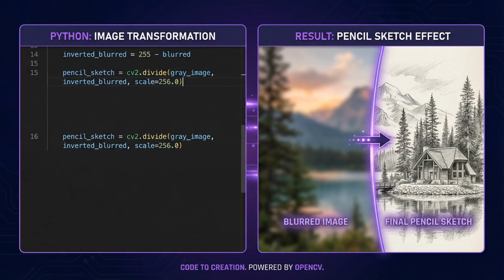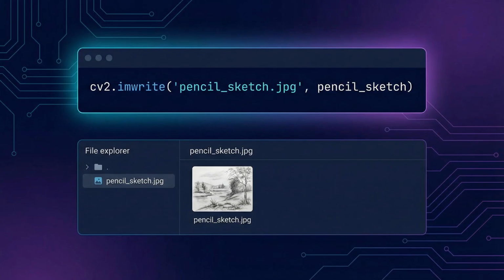Finally, we'll blend the grayscale image and the blurred image to create our final pencil sketch. This is done by dividing the grayscale image by the inverted blurred image. And there you have it, a beautiful pencil sketch created with just a few lines of Python code. You can now save the image to a file using cv2.imwrite.